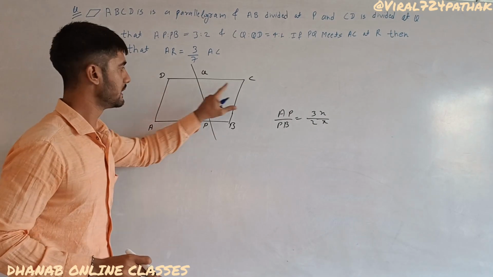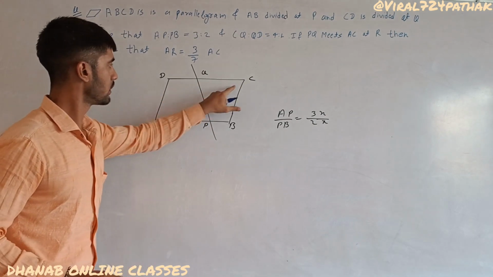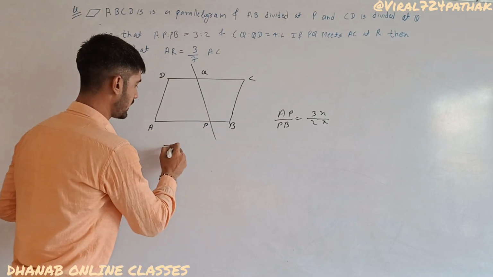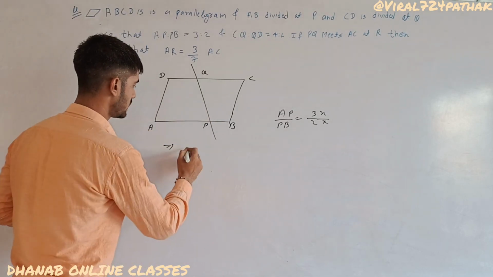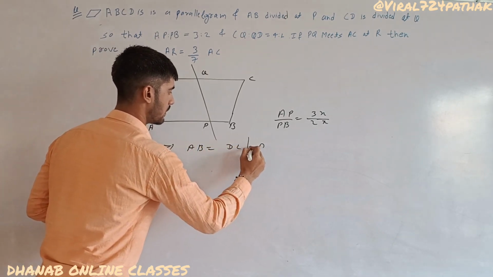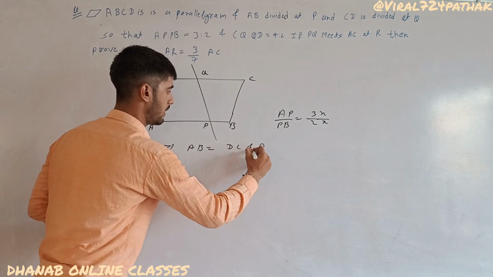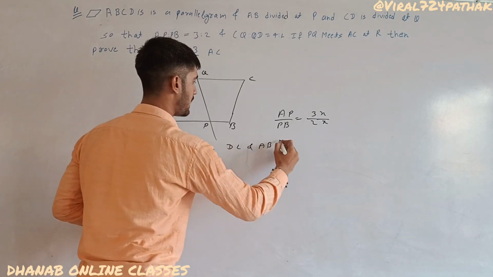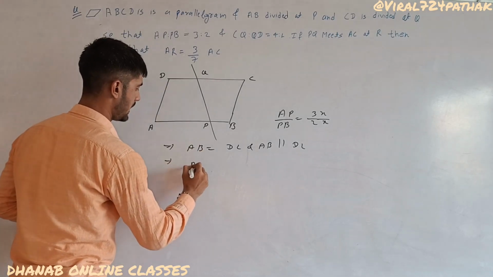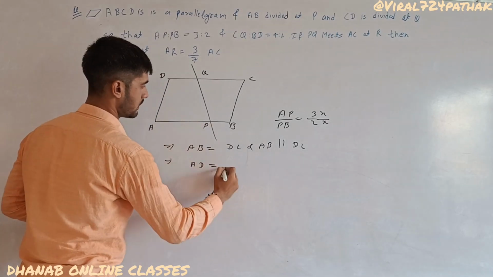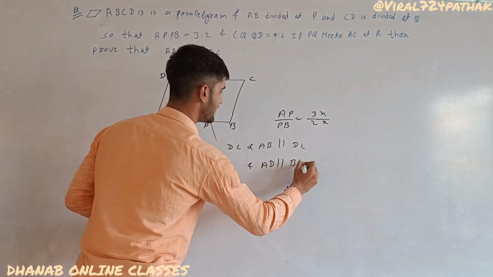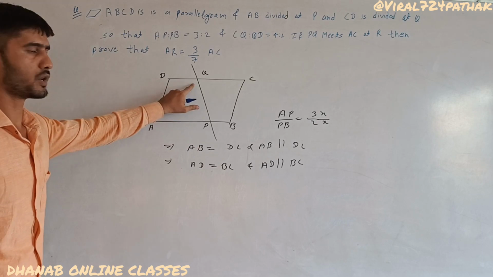AB equals CD, DA equals CB, and these lines are all parallel also. So write the conditions of a parallelogram. First, AB equals CD and AB parallel to CD. Second one is AD equals BC and AD parallel to BC also. Now this point is P and this point is Q.